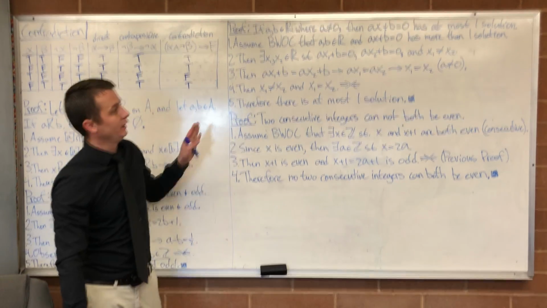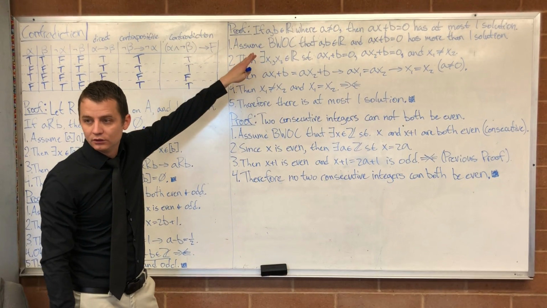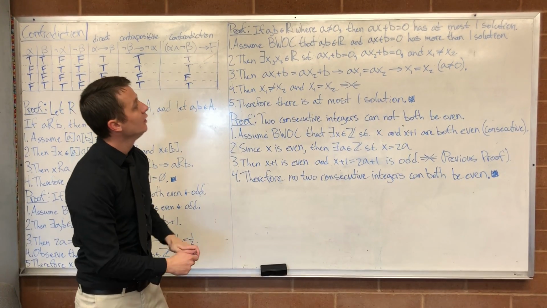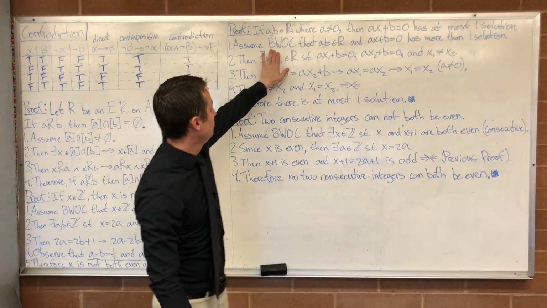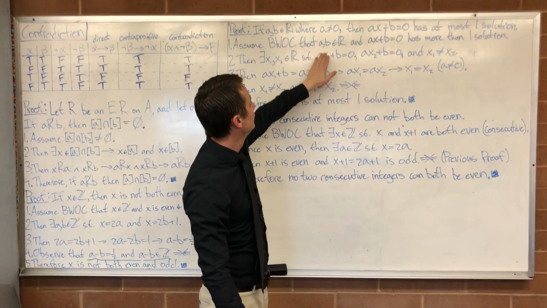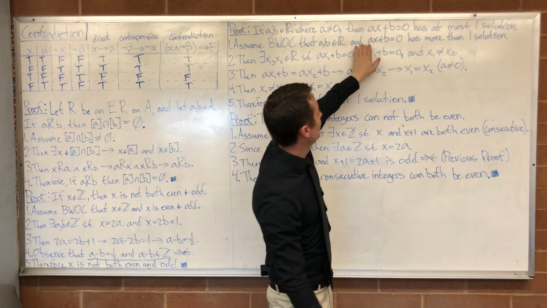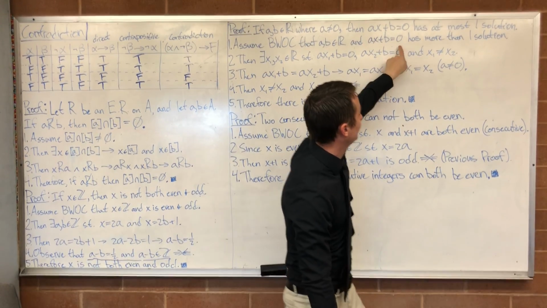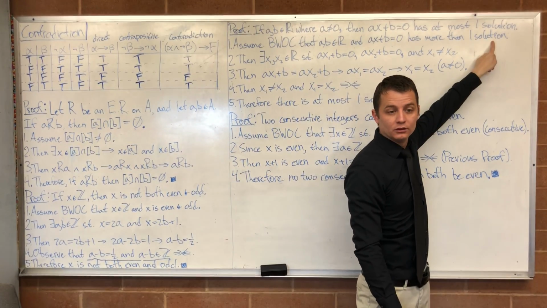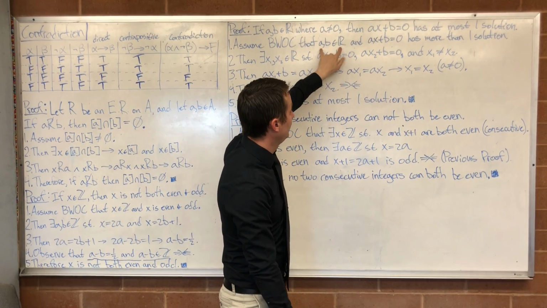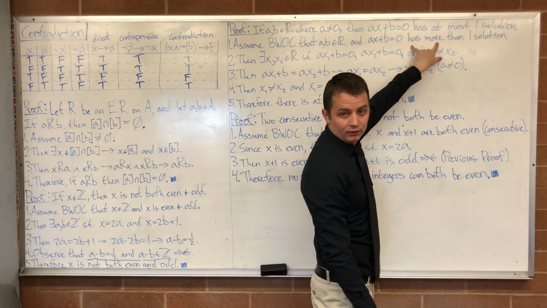Okay, everyone feel like they understand what the problem's asking us to prove? Yeah. Okay, so once again, assume by way of contradiction that a and b are real numbers and that ax plus b equal to 0 has more than one solution. So we're assuming alpha and not beta.